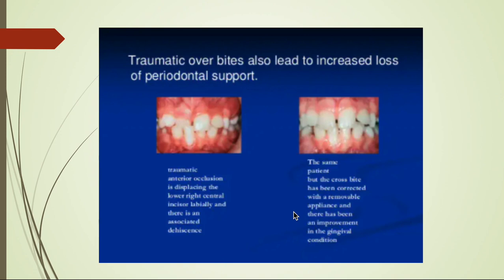Traumatic overbite also leads to increased loss of periodontal support. Traumatic anterior occlusion displaces the lower right central incisor labially, and this is associated with dehiscence. See in the picture, the lower anterior tooth has been displaced labially because of the crossbite, so it will lead to dehiscence. The same patient, but the crossbite has been corrected with a removable appliance, and there has been improvement in the gingival condition. When the crossbite is corrected, the gingival condition improves automatically. So traumatic bite leads to decreased periodontal support, so it should be corrected.